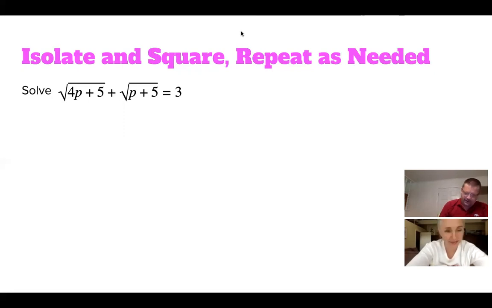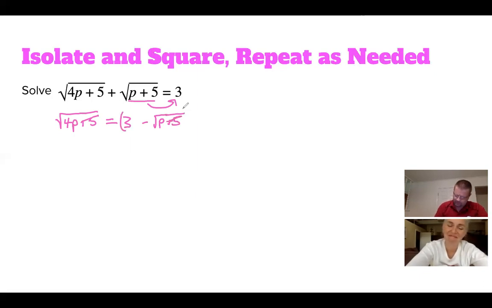Okay, so I'm going to bring this guy over, and so I'm going to have the square root of 4p plus 5 equal to 3 minus the square root of p plus 5. Yeah. Okay, I'll accept it. And then I'm going to square both sides because that will clean up the left side. All right. Goodbye, square root. Goodbye, one of my square roots.